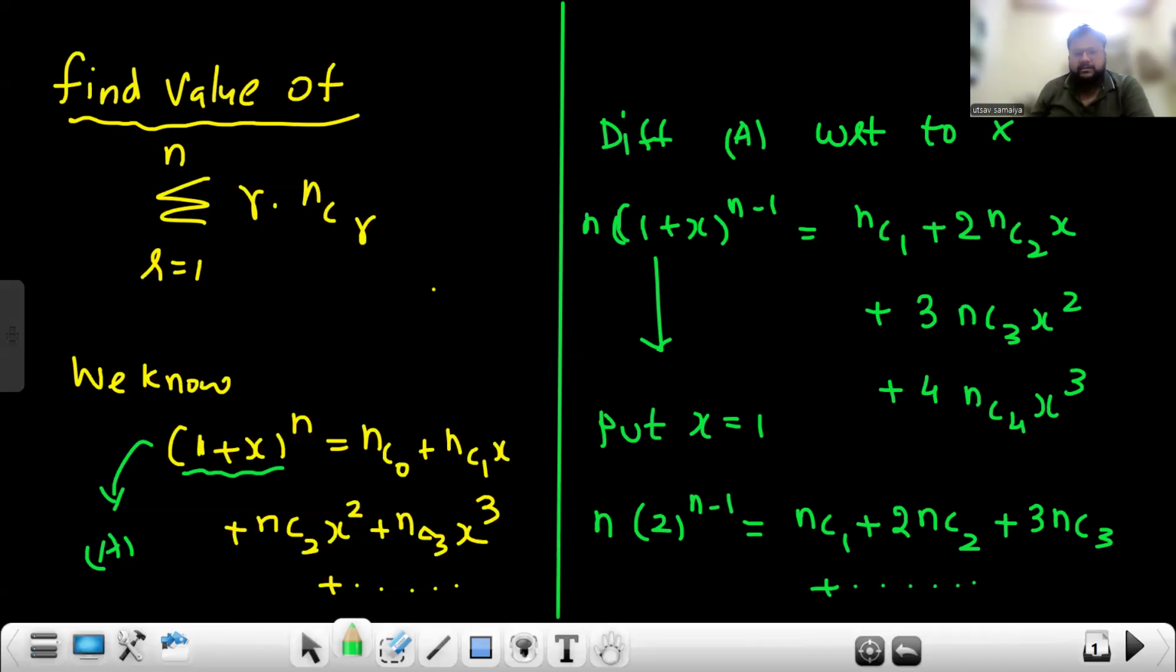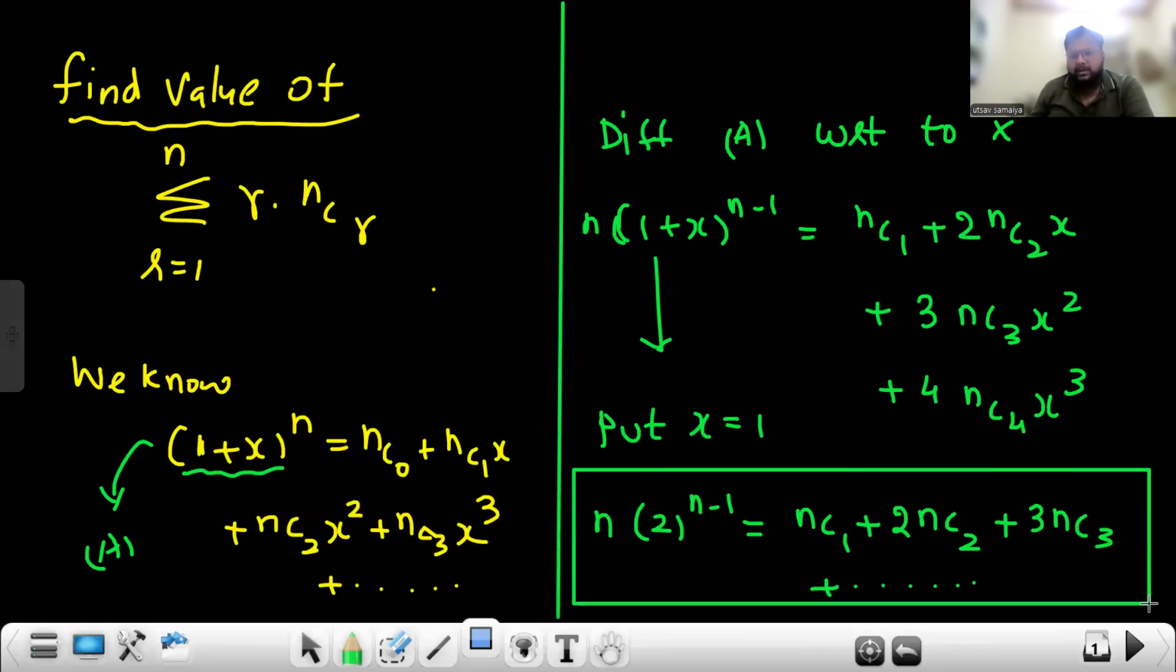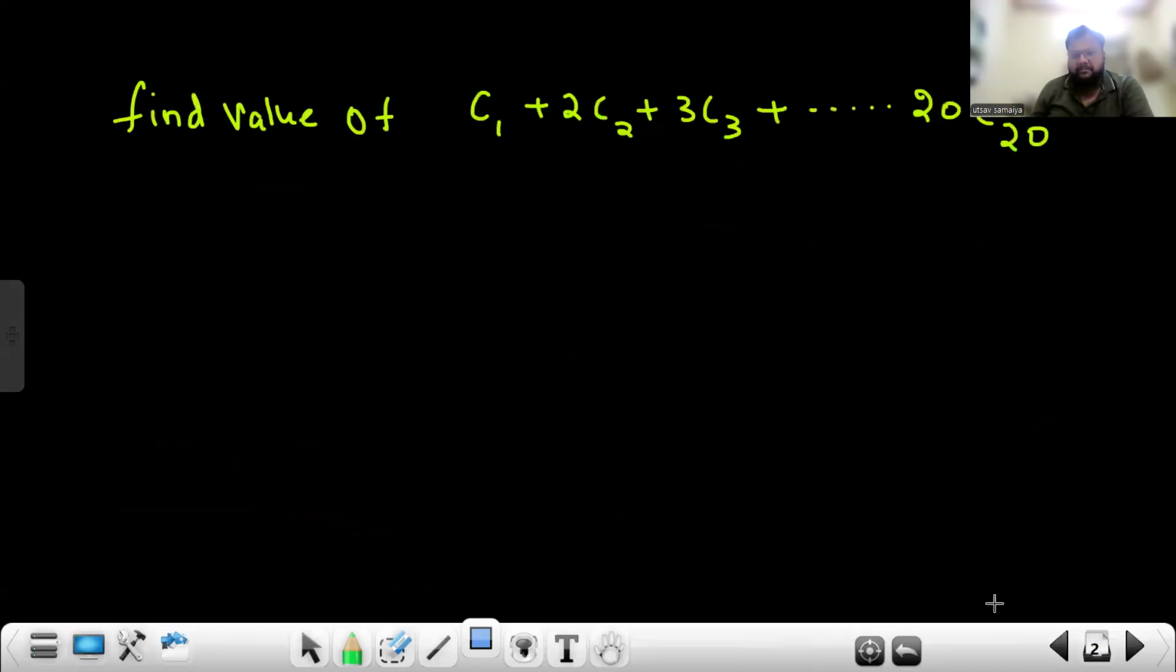So what is the answer? What is the value of this? n into 2 power n minus 1. Remember this.